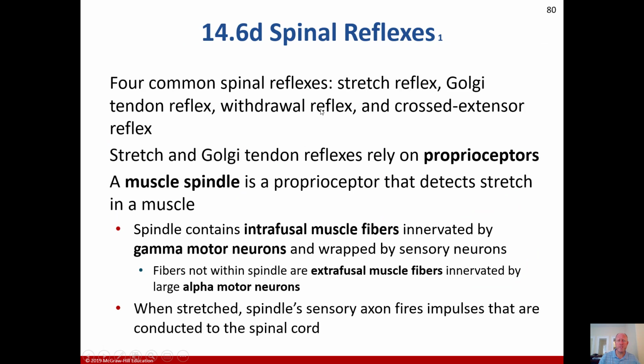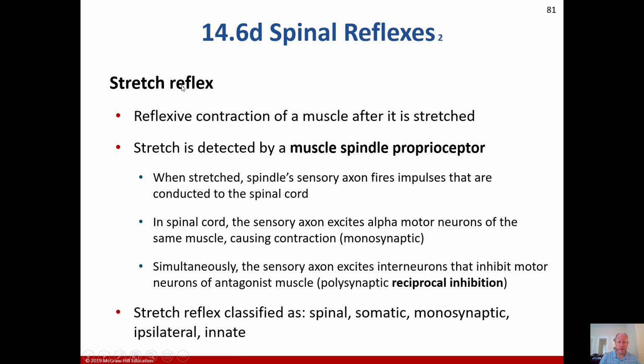The 4 common spinal reflexes: the stretch reflex, the Golgi tendon reflex, the withdrawal reflex, and the cross extensor reflex. The stretch and the Golgi tendon reflexes only rely on receptors, proprioceptors. A muscle spindle is a proprioceptor that detects stretch in a muscle. The spindle contains intrafusal muscle fibers innervated by gamma motor neurons and wrapped by sensory neurons. Fibers that are not within the spindle are extrafusal muscle fibers, innervated by large alpha motor neurons. When they're stretched, the spindle's sensory axon fires impulses that are conducted to the spinal cord. So, your stretch reflex.